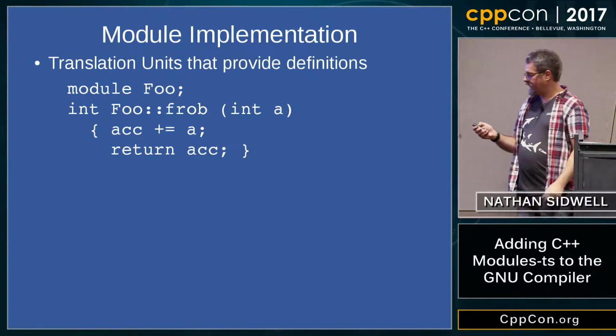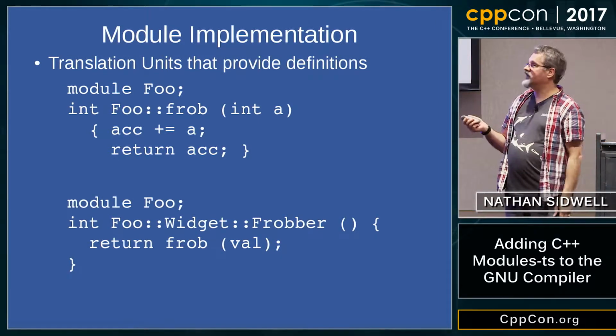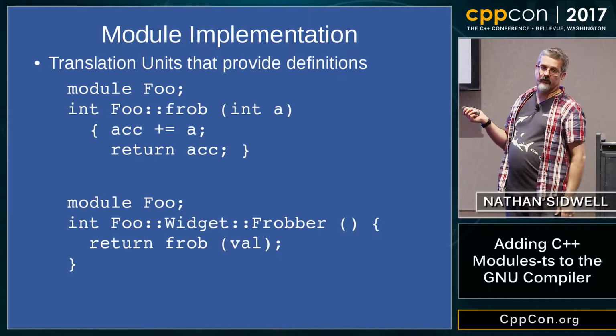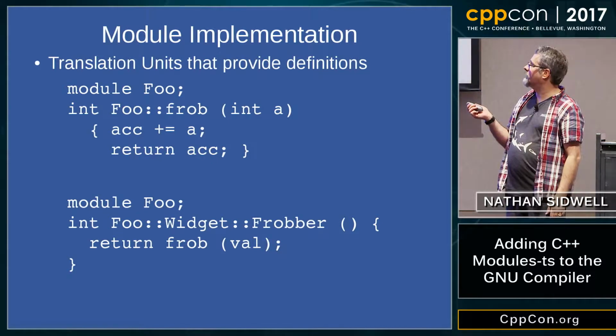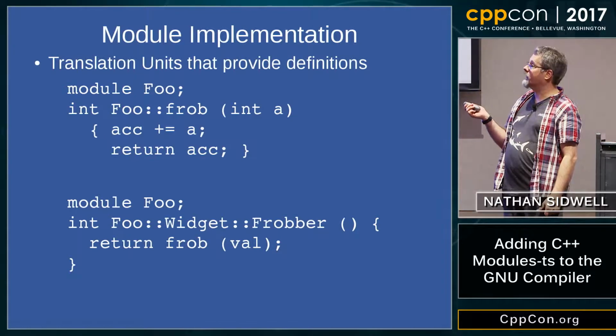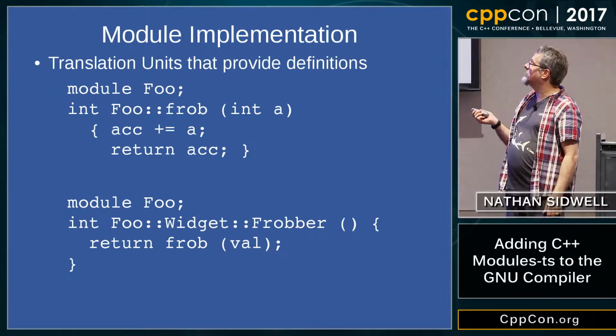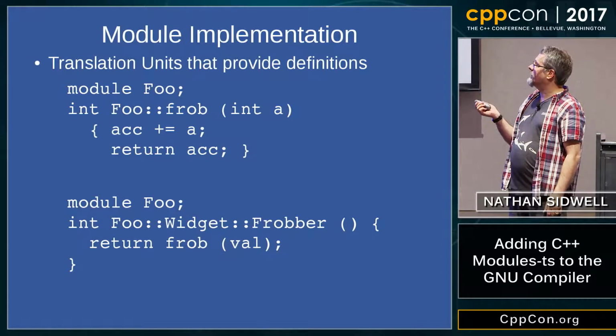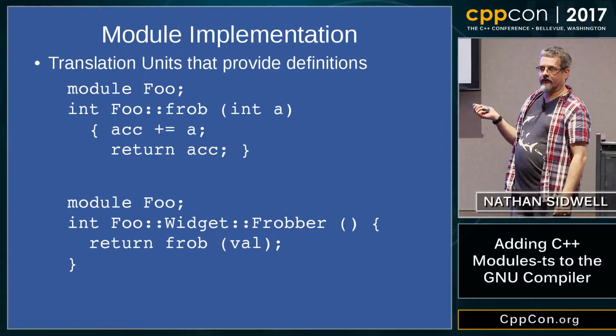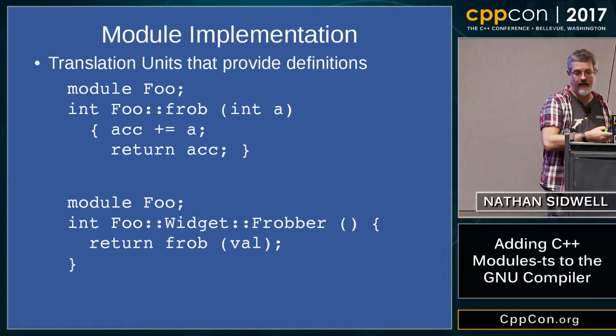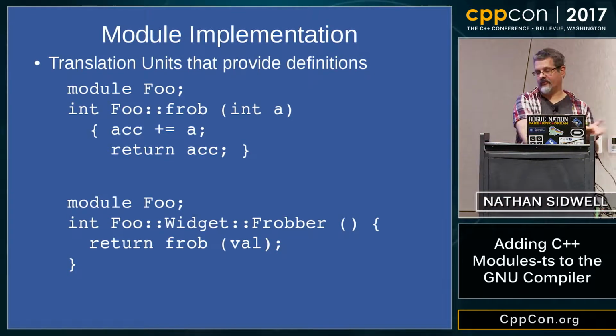Then another piece of the implementation, a different translation unit, just defines the frobber member of the widget class, and calls the frob function, which is this function up here. And again, nothing that actually needed to be explicitly declared, because it was already declared once in the interface file.